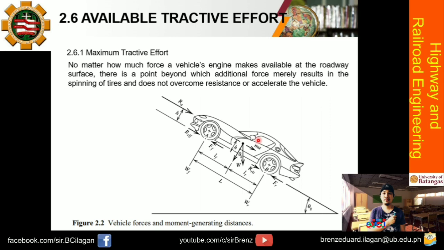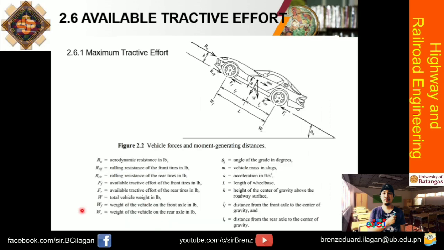So before, I think you're familiar already with these values here. So we just add the weight. W sub F is the weight of the vehicle on the front axle, in pounds. So before, we only had W. Now, we need to consider also the weight of the vehicle on the front axle. So that is denoted by W sub F. And W sub R is the weight of the vehicle on the rear axle. Okay, so the others here, you are already familiar with.